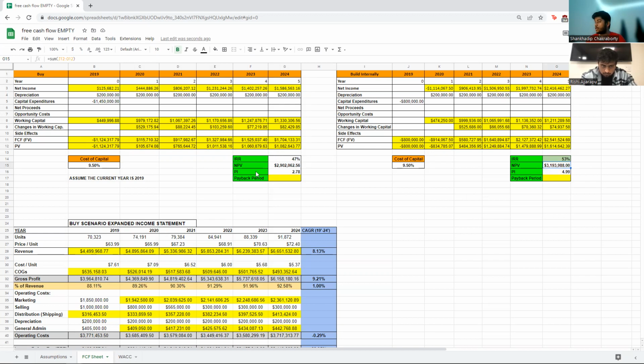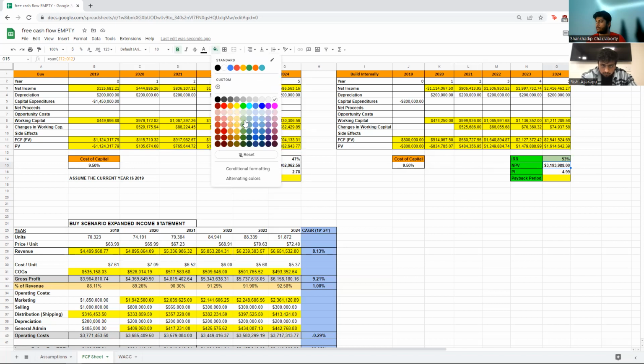Over here, the build scenario also wins out. So the net present value of its future cash flows from 2019 to 2024 is about 3.2 million compared to the 2.9 million from the buy scenario. So we're going to put this one in green too.